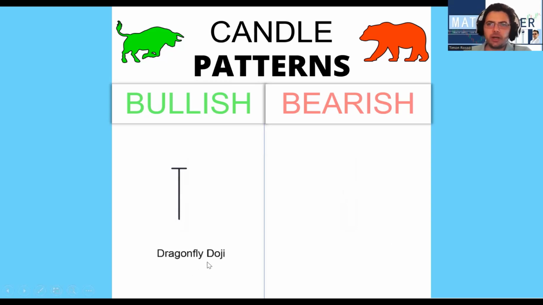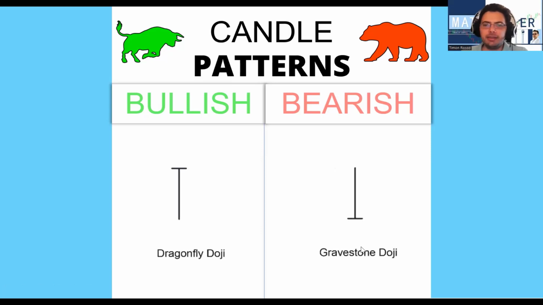Dragonfly doji. This is one of the most bullish candlestick charts that you can get when it comes to trading. And basically it's saying that the price opened at a certain level. Then there was testing and supply where the sellers brought down the price to a certain low. And then it went right back up to the high where it opened, and it closed exactly where the high and the open is. This is a dragonfly doji. It's bullish. And it's a good signal sometimes for reversal in a trend.